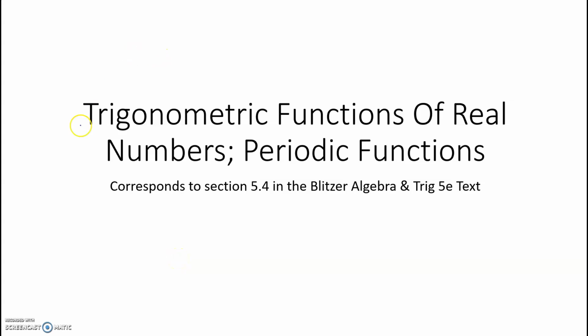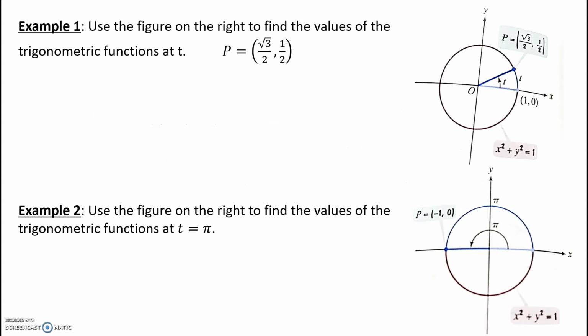All right, so we're actually going to finish up this unit with section 5.4. Trigonometric functions of real numbers and periodic functions. So the first part, to be honest, we've already kind of done this. As long as you understand coordinates, remember your x coordinate is cosine and your y coordinate is sine.